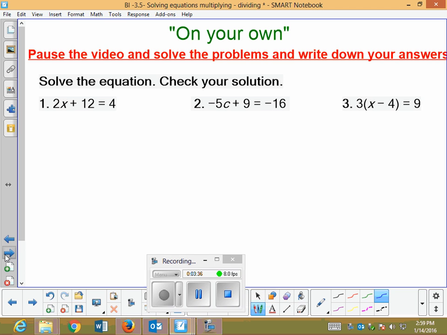Go ahead and pause the video and solve problems 1, 2, and 3 on a separate sheet of paper. Write down your answers, and then we'll talk about it tomorrow.